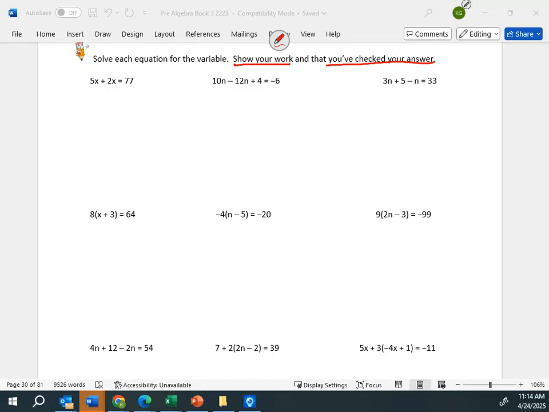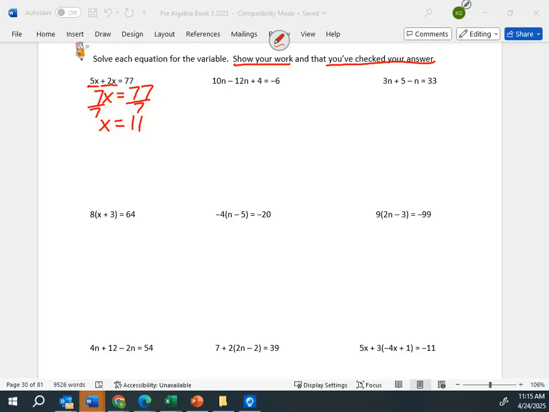Mark? You combine the like terms. Yeah, I'm going to combine my x's, those like terms. What is 5x plus 2x, Mark? 7x equals 77. What's my next step? Natalie? Divide both sides by 7, so I get x by itself. 77 divided by 7 is what, Natalie? 11. 11. Now it says, check your answer.